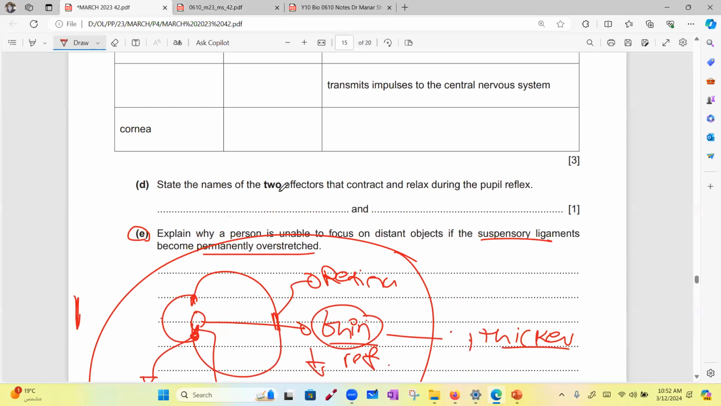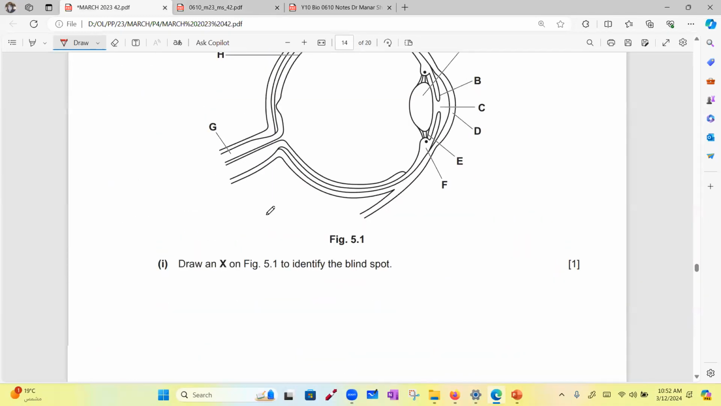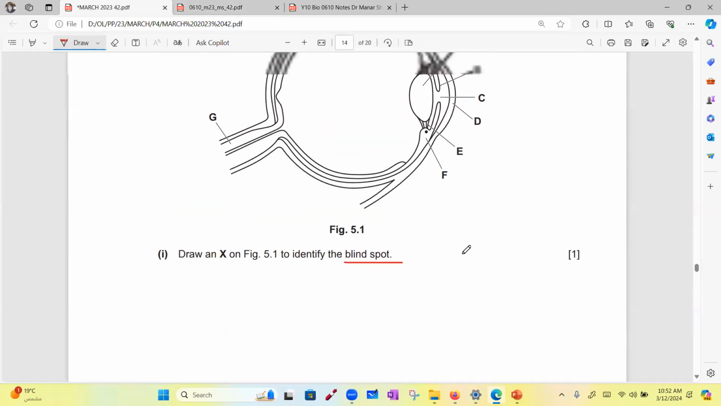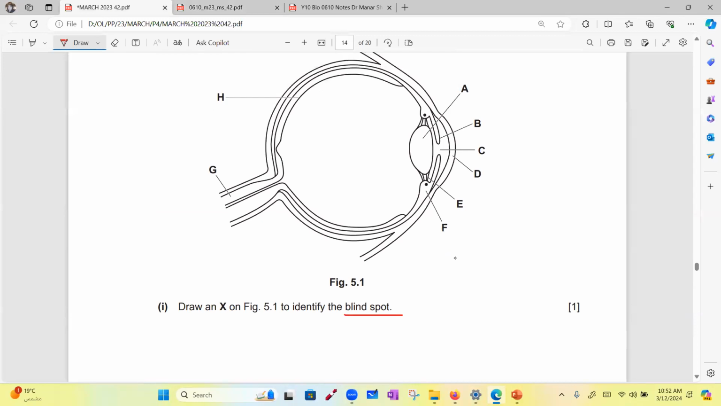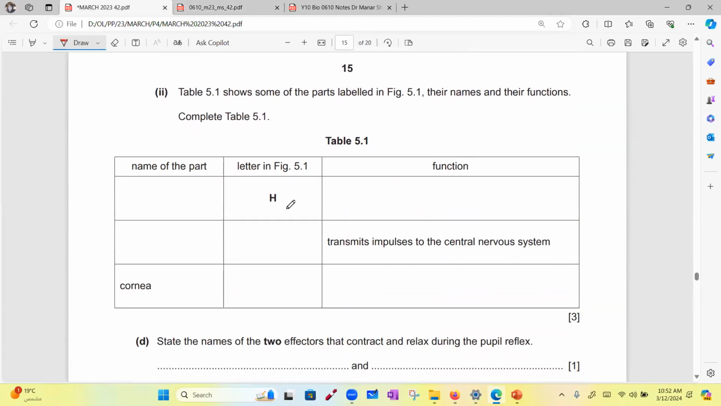Good. So here, continue this question. Draw X on the figure to identify the blind spot. Where's the blind spot? Right here. Exactly in front of the optic nerve. Okay. Can you do this alone?